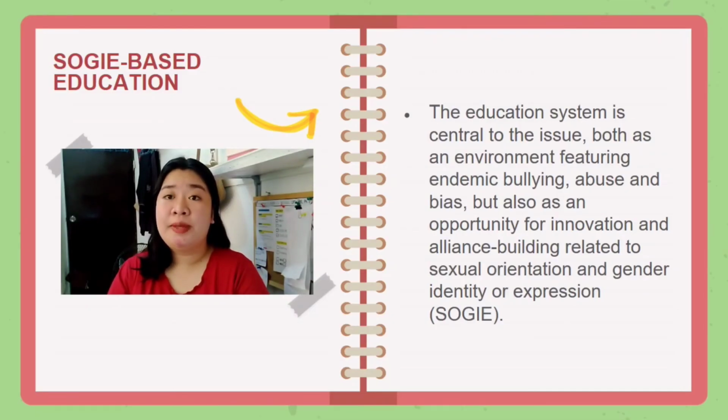Last, let's discuss SOGIE-based education. In all honesty, I couldn't find that much information regarding this topic, but I will share what I have searched. The education system is central to the issue, both as an environment featuring endemic bullying, abuse, and bias, but also as an opportunity for innovation and alliance building related to sexual orientation and gender identity or expression, or SOGI. In Silliman University, we have noticed that members of the LGBT community get discriminated against or bullied.